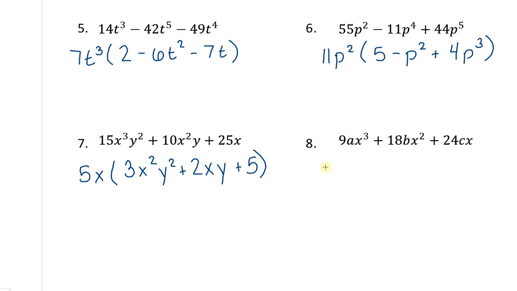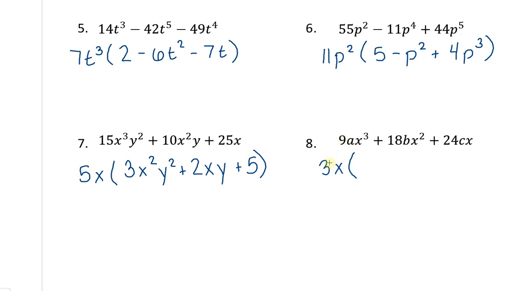The last one here, let's look. We have 9, 18, and 24. The greatest common factor is 3. Now let's look at our variables. We have an a, there's no other a's, so we can't take a out. We have x to the third, x squared, and x. Smallest one, we're going to take out an x. We have a b, there's no other b's, and a c, there's no other c's. So our greatest common factor is 3x.